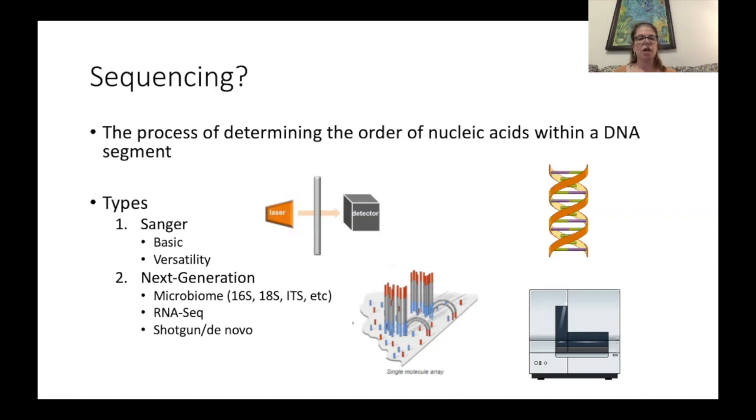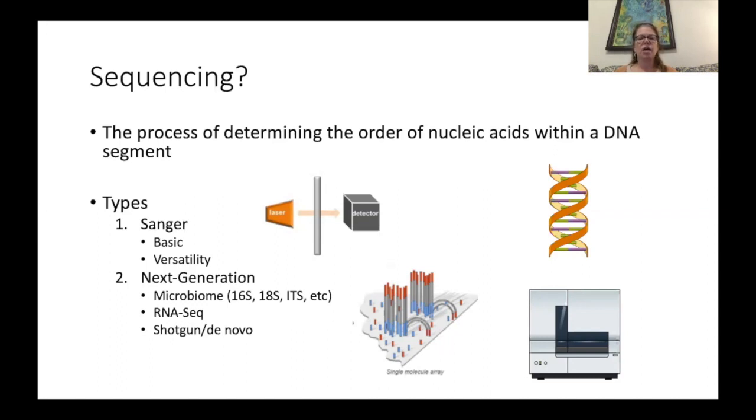There are two general types of sequencing. The first has been around for a very long time. It's called Sanger sequencing. It's very basic, highly versatile, pretty inexpensive, and pretty quick. That would be the type of sequencing that would be done in the sequencing facility here at NC State. The second is next generation sequencing, which is much more complex, but of course extremely powerful.